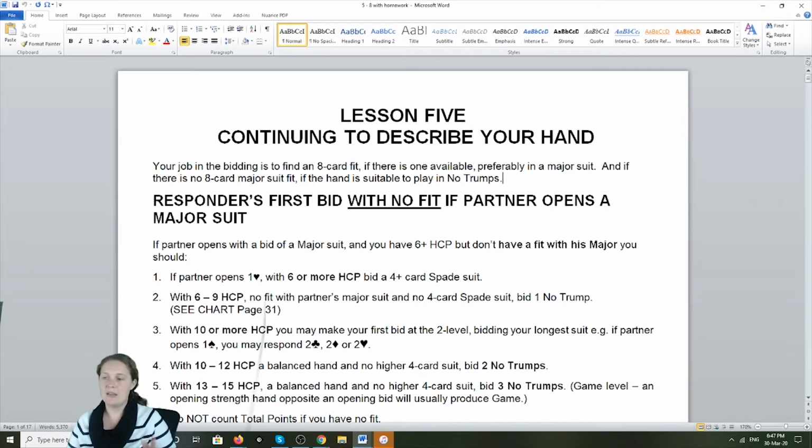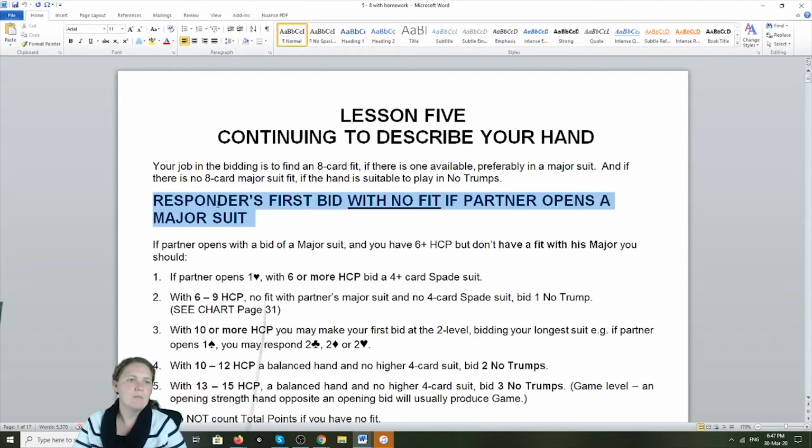Now, this is also a lesson that I would say it's good to constantly come back to, because the more that you do it, the more it will reinforce it. So let's have a look at what we're doing. Responders first bid with no fit if partner opens a major suit.